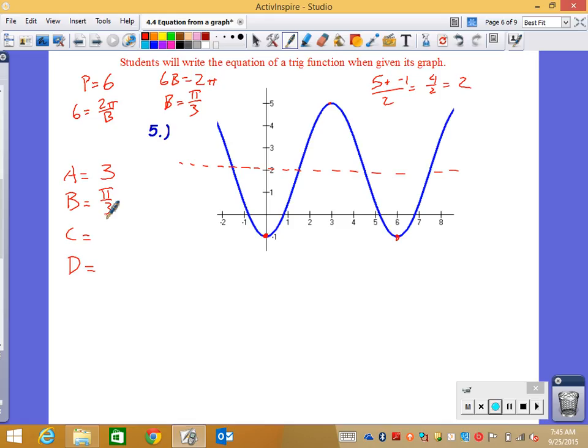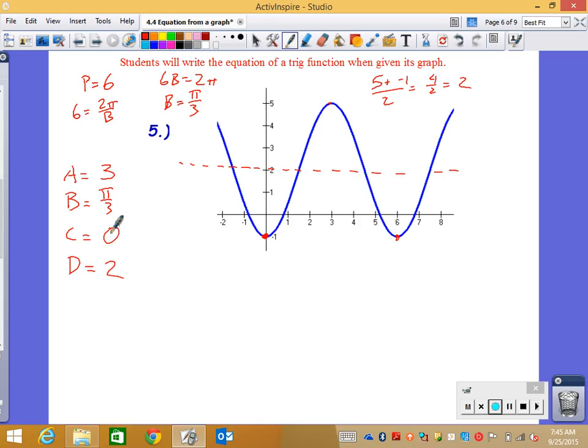What's my d value? My d value is how far my dotted line has been shifted from the x-axis. It's gone up 2. And then lastly, c value. My c value is my phase shift. If I pick this as my starting point, did I move it left or right from the y-axis? No, so it's 0.